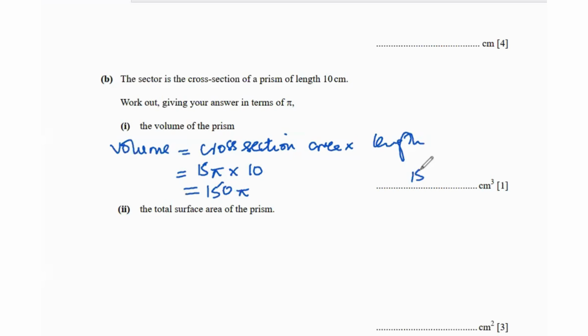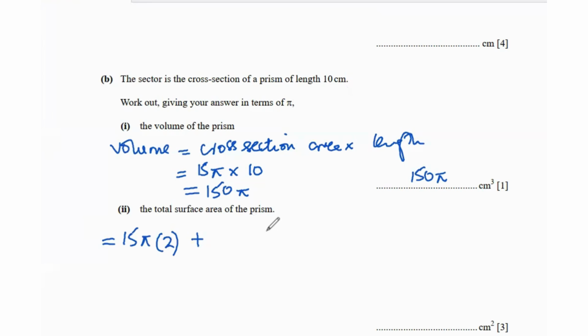That's your volume. Then it says the total surface area of the prism. So for the total surface area, we know that we have a sector as the top and the bottom face, and then we have this curved part. So for this, what we'll do is we will add the top and the bottom part, so that's 15 pi times 2 because there are two faces, one at the top, one at the bottom. And now the curved part. So for the curved part, for the cylinder, if you notice, the curved part was 2 pi r h.